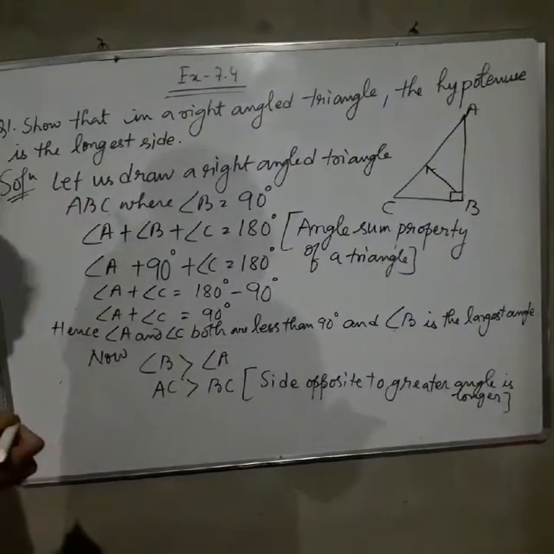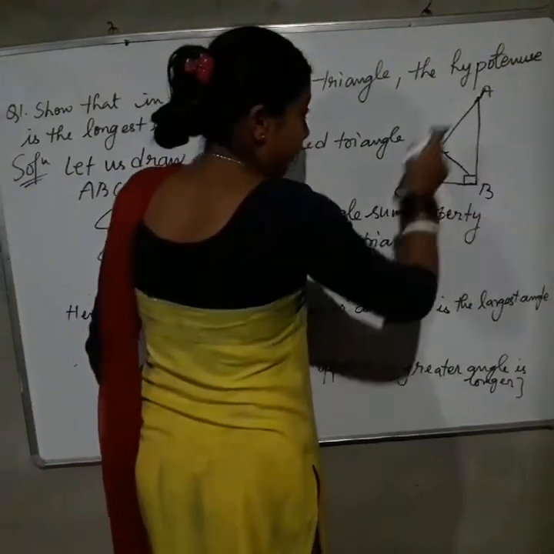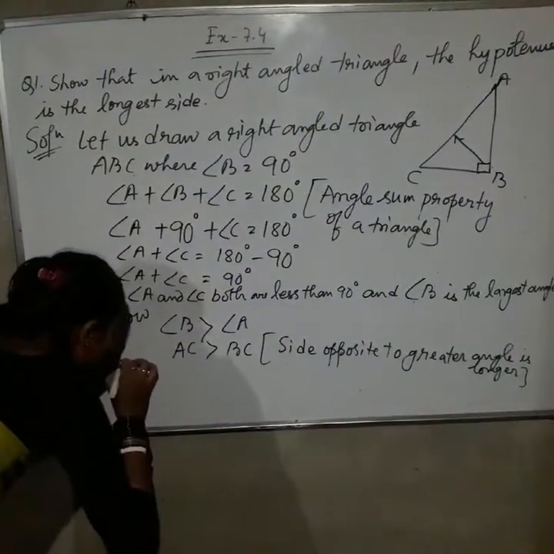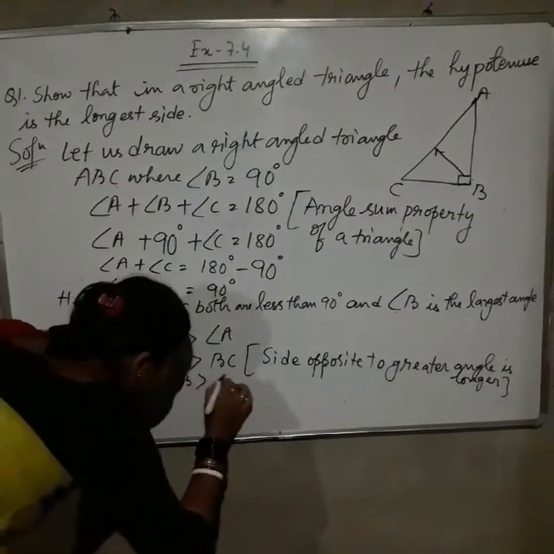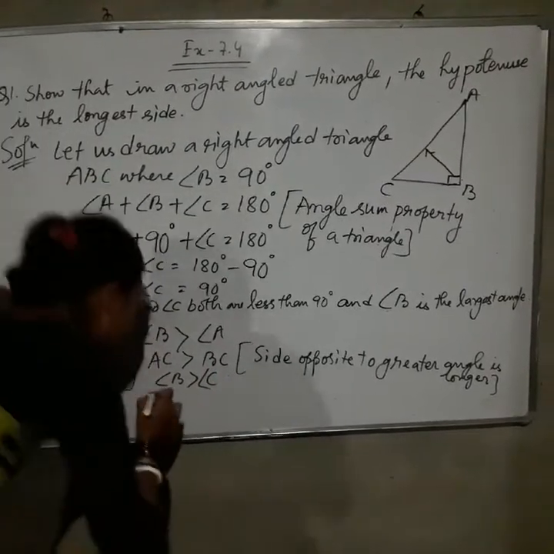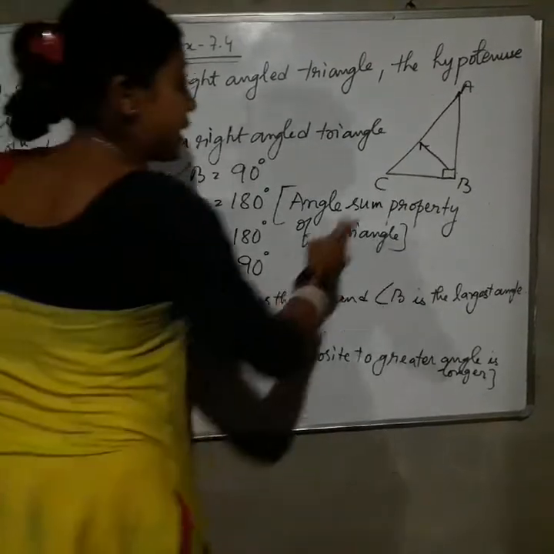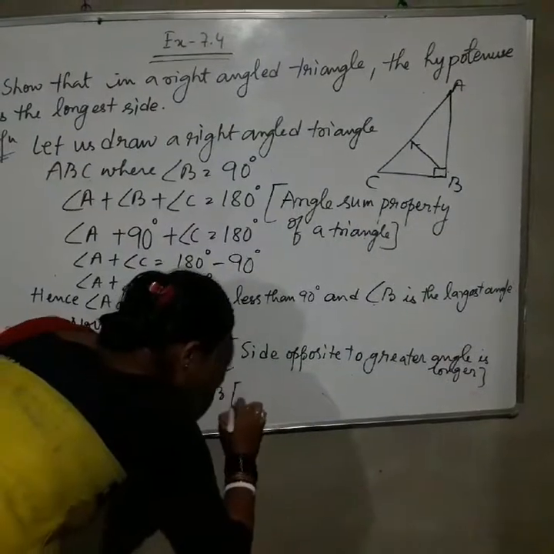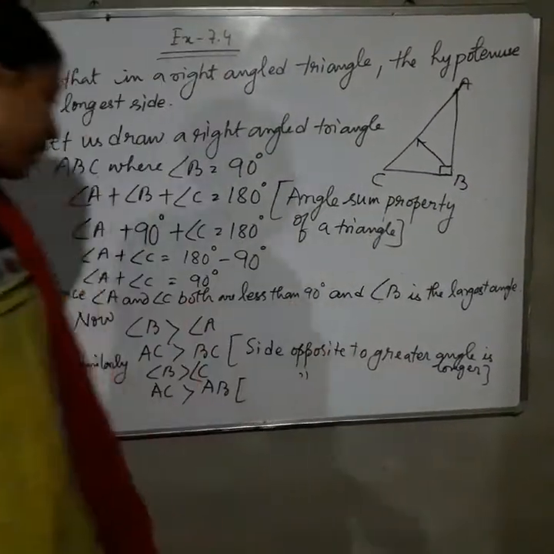Similarly, angle B is greater than angle C also. The side opposite to angle B is AC, and the side opposite to angle C is AB. So AC is greater than AB. The reason is the same: the side opposite to the greater angle is longer.